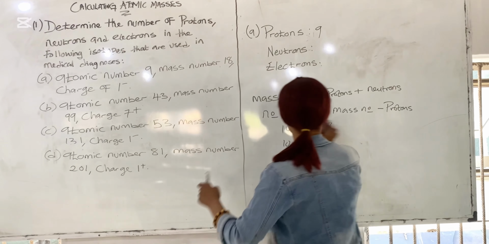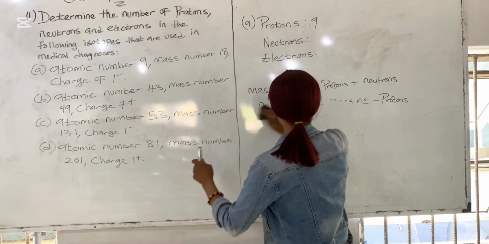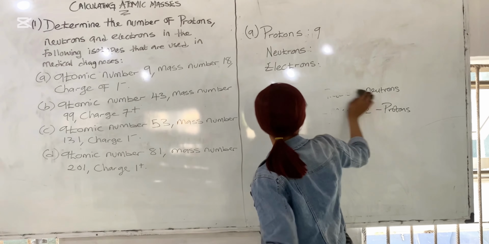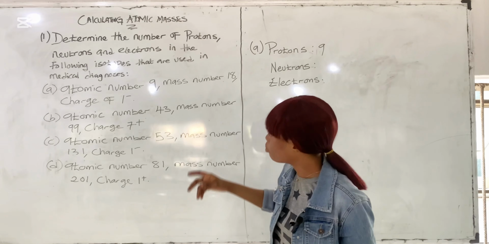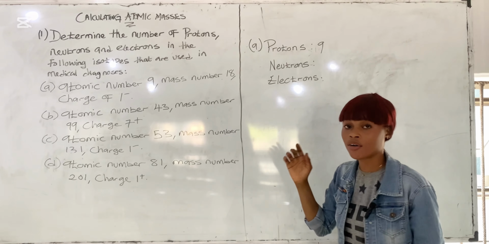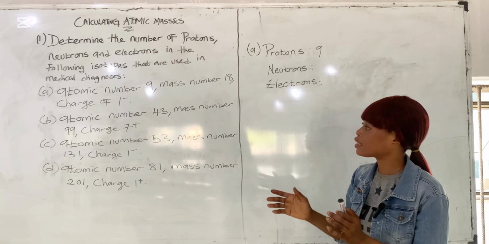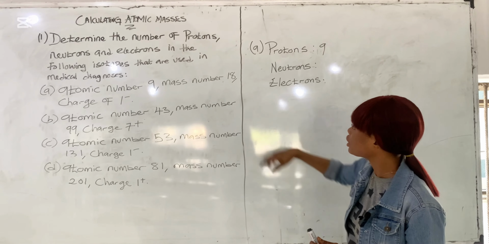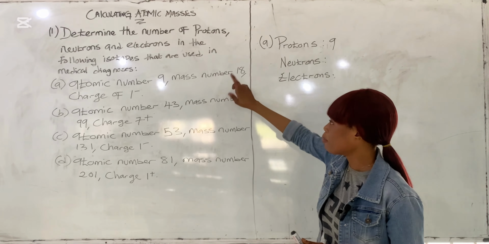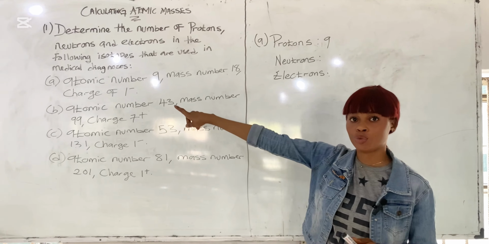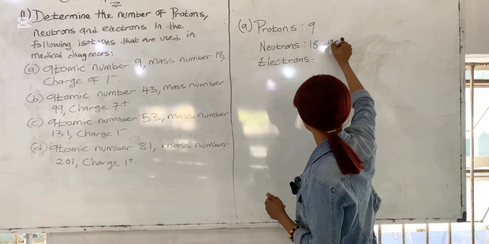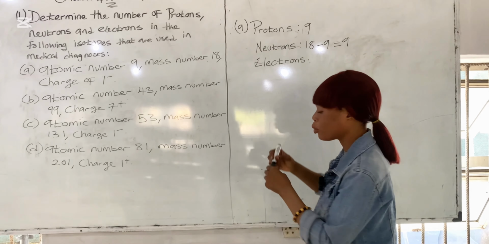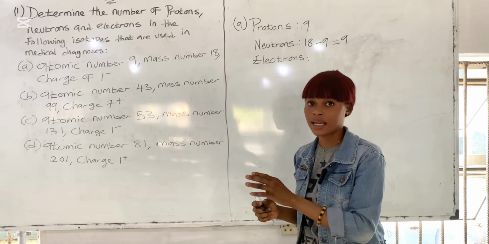So that said, let us calculate our number of neutrons for that particular element. We are given an atomic number of 9, and we know that our atomic number is equal to our number of protons. That means mass number, which is 18, minus number of protons, which is 9. So our number of neutrons is 18 minus 9, which is 9. So our number of neutrons for this element is 9.